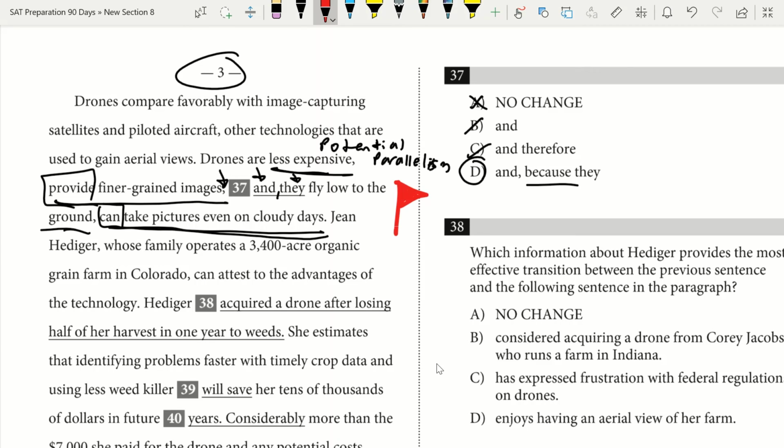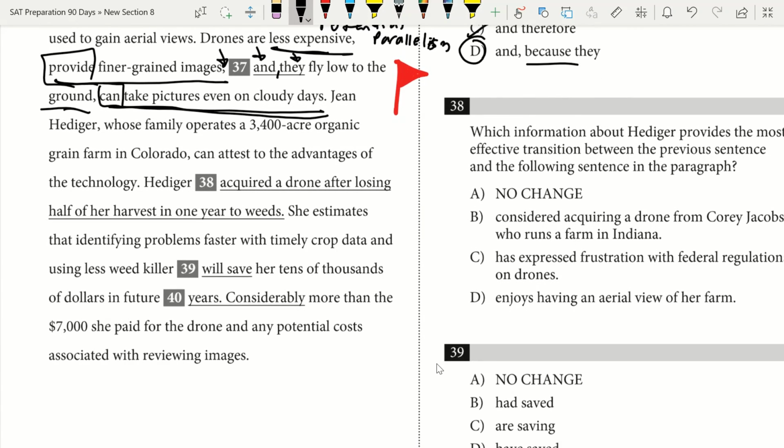That's probably one of the hardest, if you were to have a parallelism question and then you have a non-essential phrase or clause inside of it. So definitely make sure that you're staying focused if you ever see that happen. All right, so with that, we can go ahead and move on to 38 now. So 37 is going to be D. Let's go ahead and move on to 38.